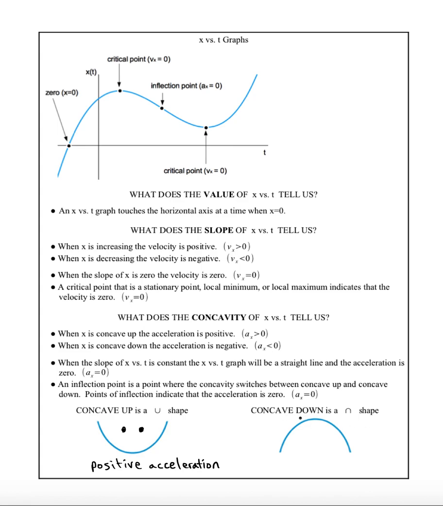Concave down could be considered a frown. And when that happens, we'll have negative acceleration. So this could be a useful fact. It'll help us sketch what we think the acceleration versus time graph might look like.